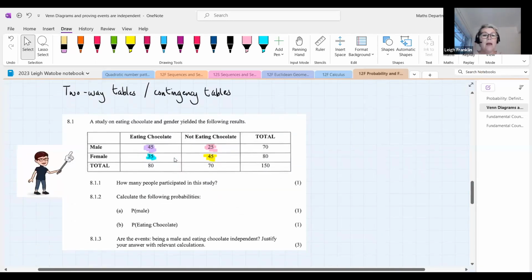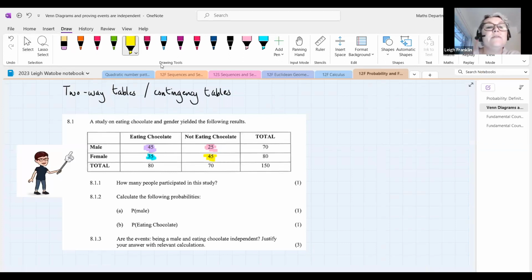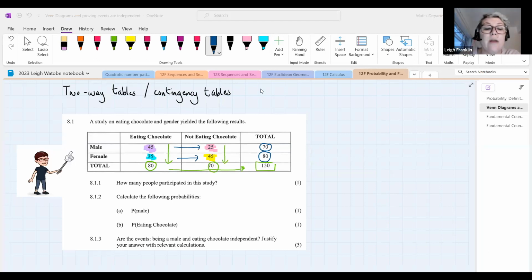Okay. And then what they do is that they total these going in all the directions. So here you have the total number of people that eat chocolate. That's 80. Here you have the total number of people that do not eat chocolate. That's 70. And now that is totaled in this direction as well. There are 150 people that participated in this survey. All right, this 70 over here represents the number of men. And this 80 over here represents the number of females. And again, these have been totaled going in that direction as well.